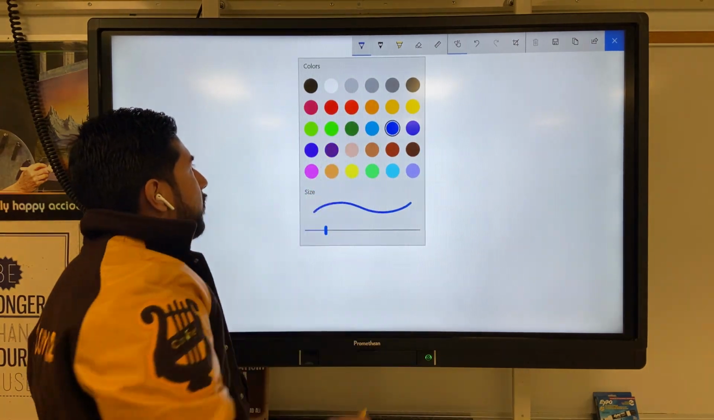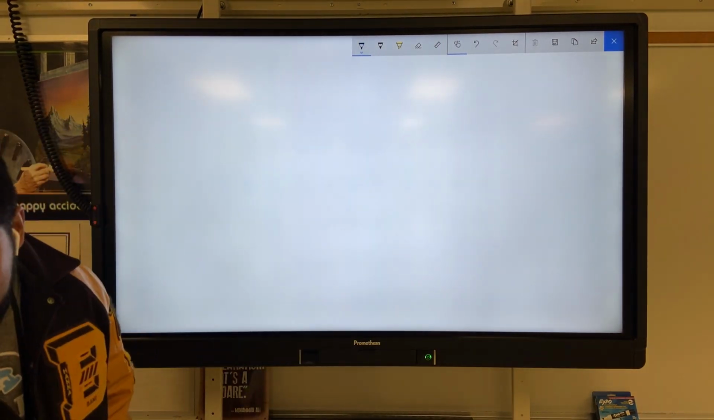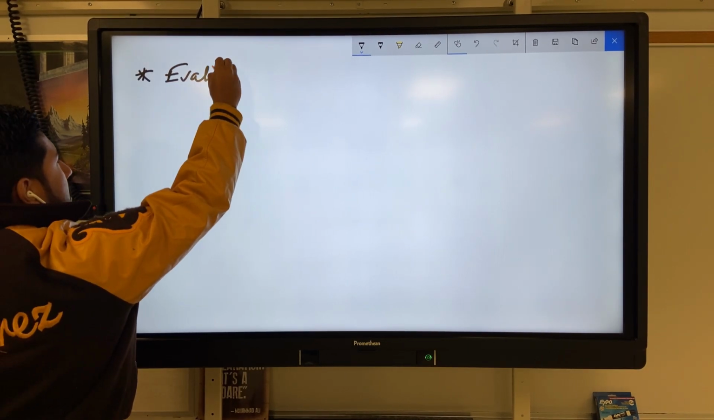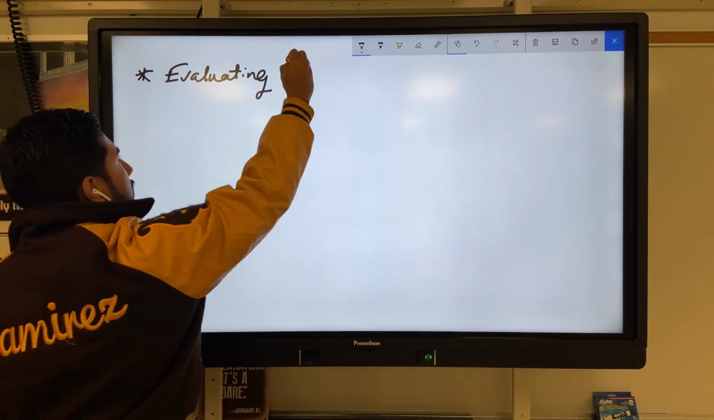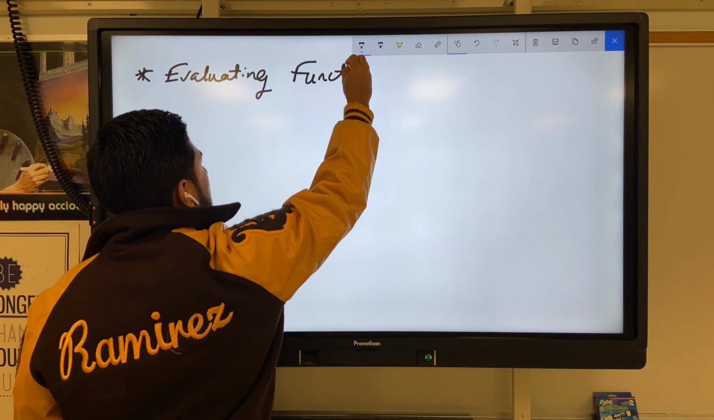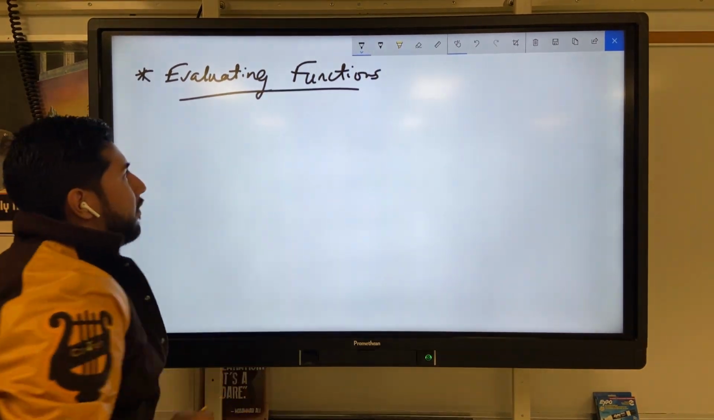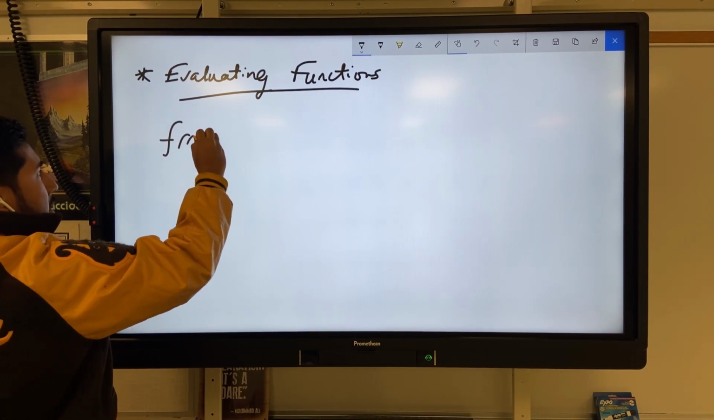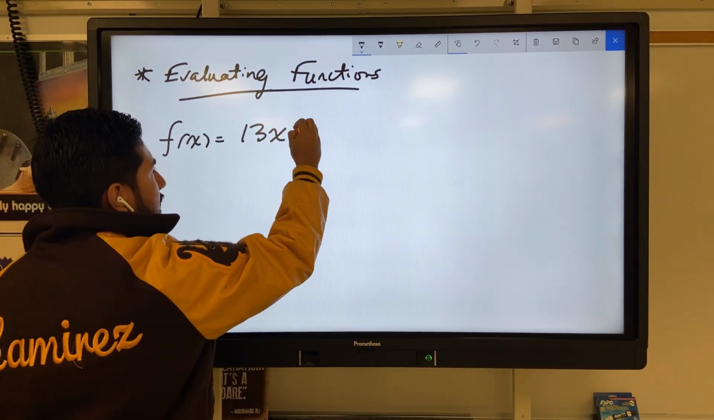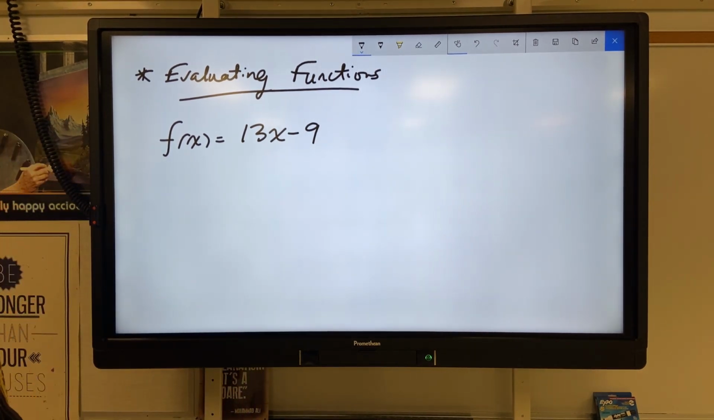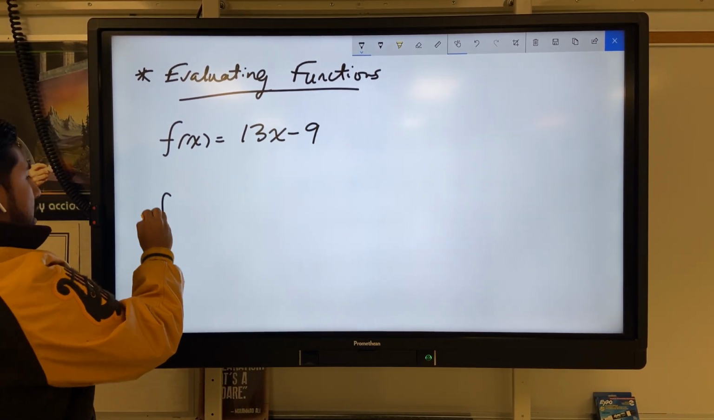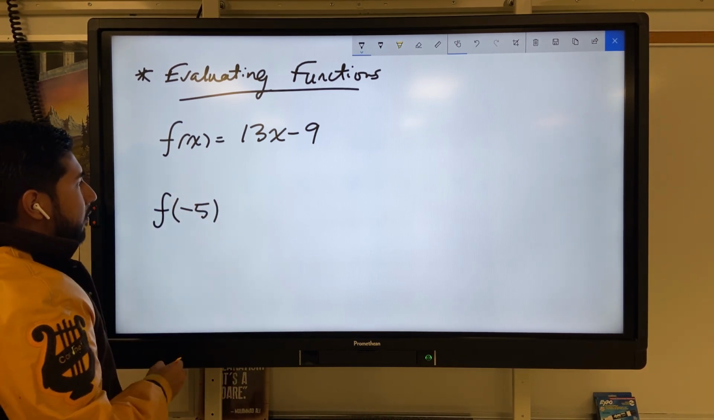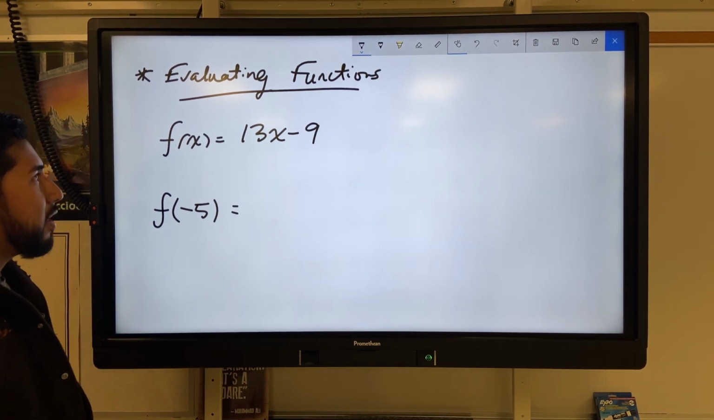Second part, let's use black. Evaluating functions. So evaluating functions, ladies and gentlemen, is when we have a function f of x equals 13x minus 9, and they want you to find out what is my output if I tell you the input f of -5.